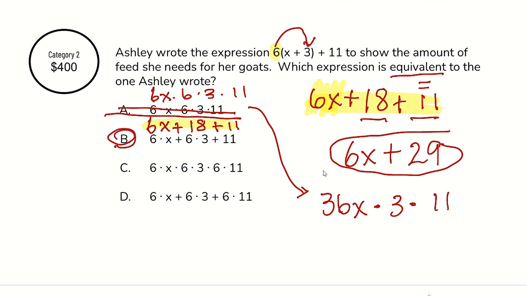Let's just make sure. This is 6 times x, that's 6x. Times 6 again, that's going to be 36. That's way too big. So 6 times x, we got a 6x. Plus 6 times 3, we got an 18. Plus 6 times 11, 66. See how I did all the multiplication? Now I have some like terms I could combine, but this is not matching at all, so I'm going to mark it out. 66 is way too big. So we're going with B.